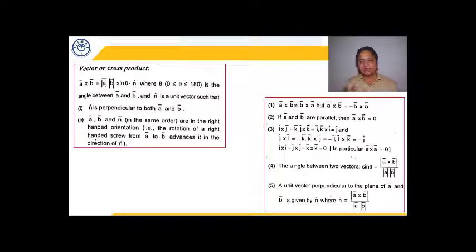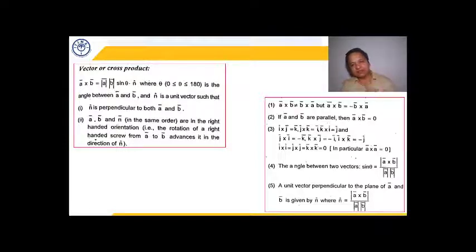Also, i cross j is equal to k, j cross k is equal to i, k cross i is equal to j, as long as we do not disturb the cyclic order. But if we change the cyclic order, j cross i becomes minus k, k cross j becomes minus i, and so on. And i cross i is equal to j cross j is equal to k cross k is 0. A cross A is also 0. Any vector with cross product to itself is 0.